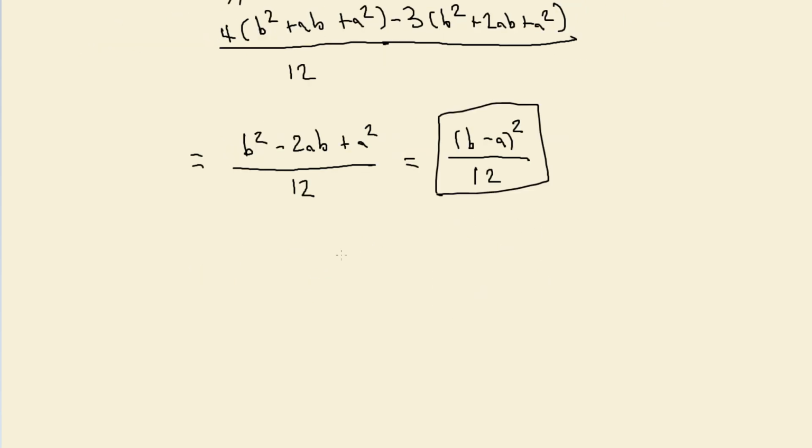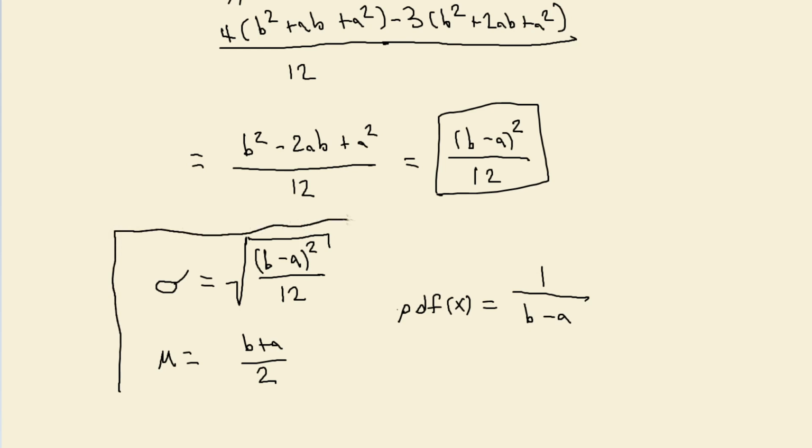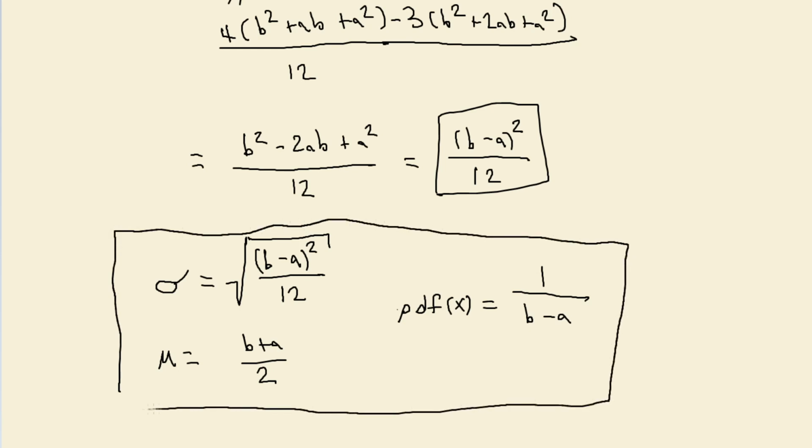And so what does this tell us? This tells us that the standard deviation of a uniform distribution is going to be the square root of (b minus a) squared over 12. This is our standard deviation here. And we know that our mean for a uniform distribution is (b plus a) over 2. Showed that in the beginning. And our probability density function is going to be equal to 1 over (b minus a). And so we've shown that a uniform distribution will have all of these properties.